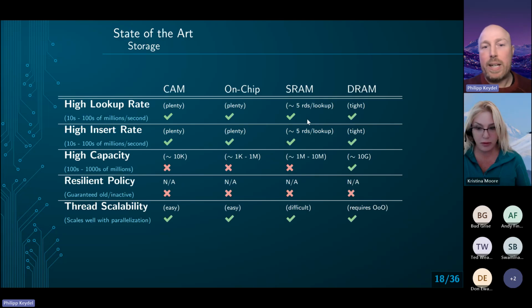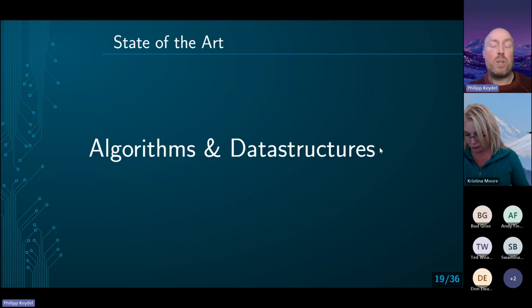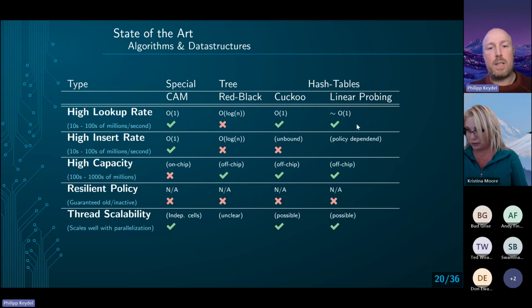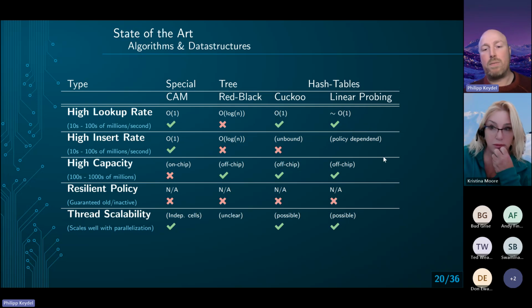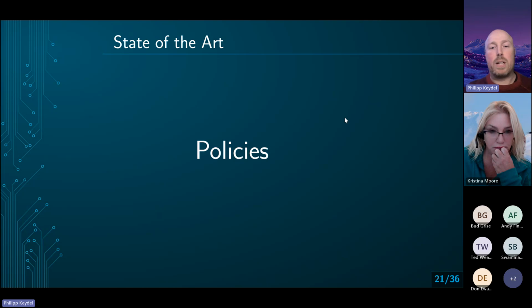So just quickly looking at storage mediums, we have a lot of fast ones, but only DRAM that offers us the necessary capacity. And of course, none of those have the policy to guarantee not dropping active connections. Let's look at how we manage those mediums. And broadly speaking, we can see that the fast ones don't offer the capacity, and the large ones don't offer the speed. And again, none of them allow us to discriminate. So for that, let's look at policies.